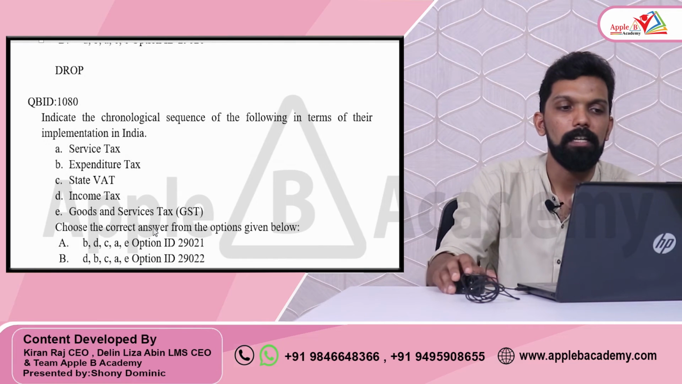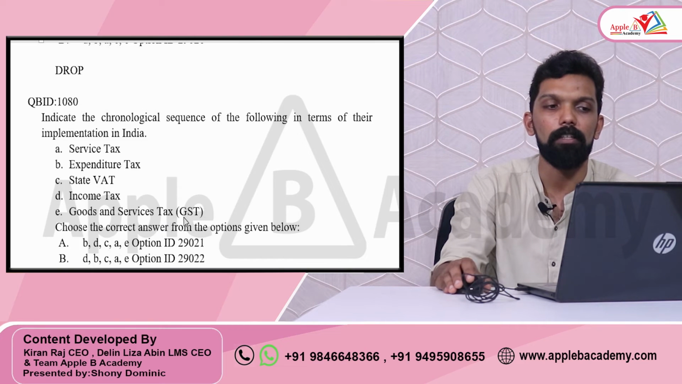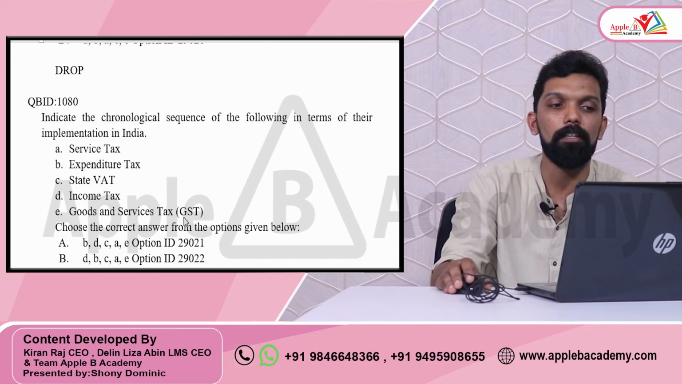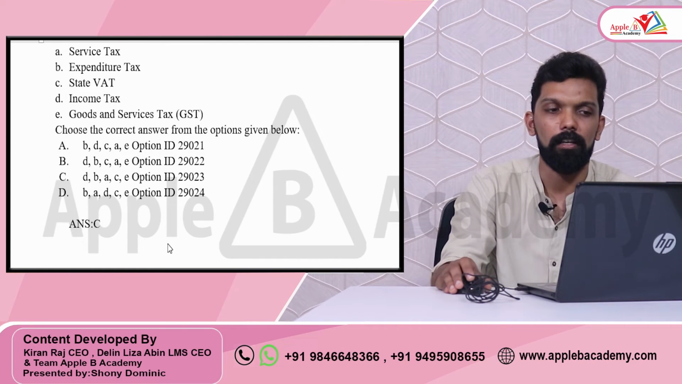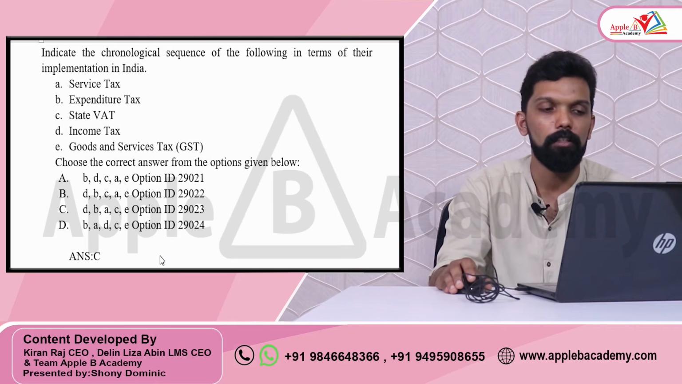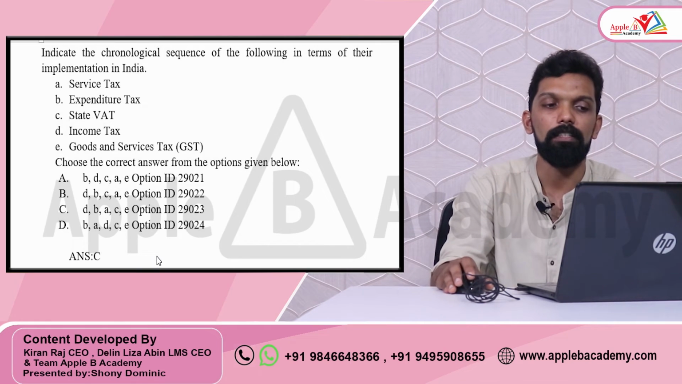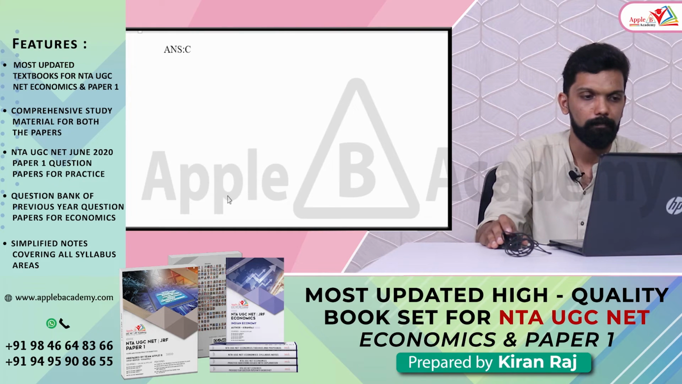So the next one, indicate the chronological sequence of the following in terms of their implementation in India. So we have service tax, expenditure tax, state VAT, income tax, goods and service tax. So we have different sequences given here. So the right sequence is option C, which is D, B, A, C and E.